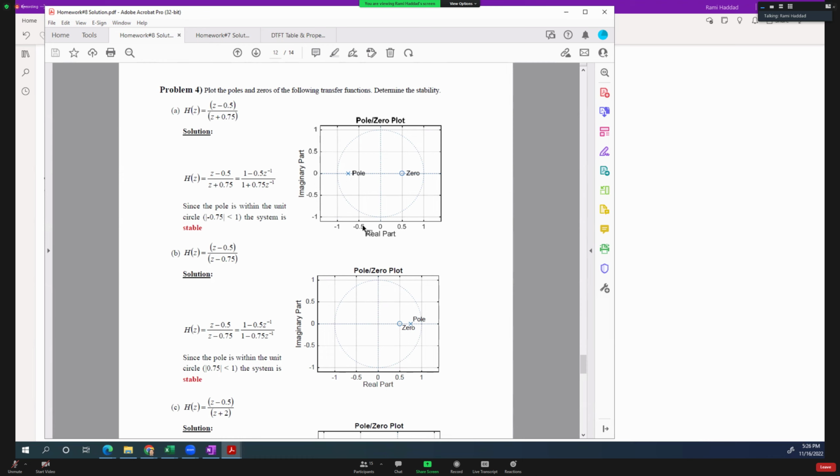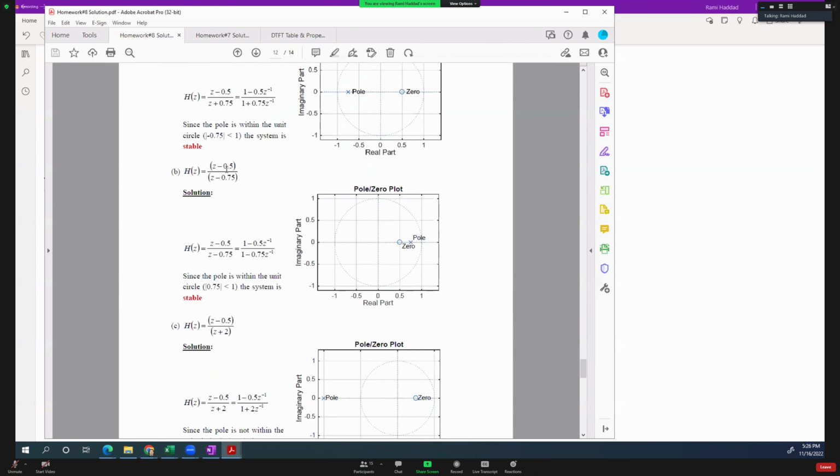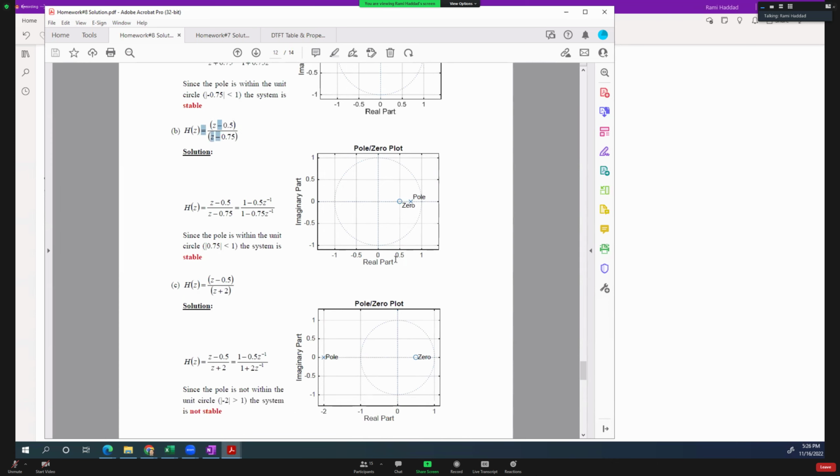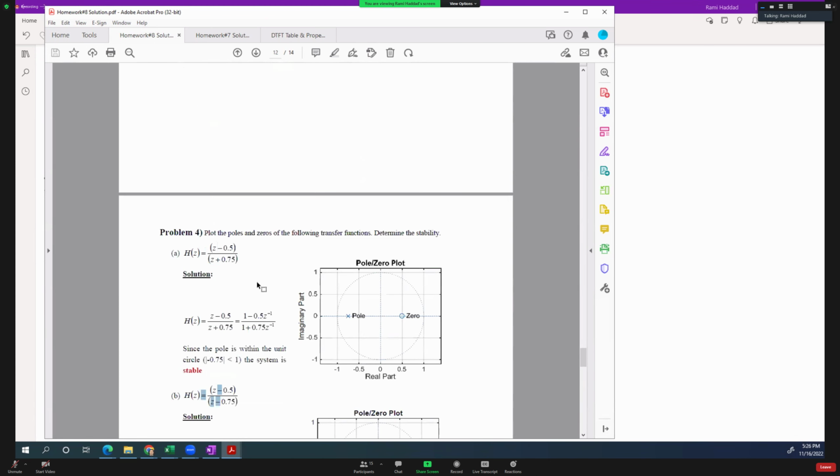And this circle here is the unit circle. This is the real, and this is the imaginary axis. Since both are real, they all exist on this axis. None exist on this axis. The same thing with the rest. You look at this one. I have a 0 at 0.5, and I have a pole at 0.75. So you can see the 0 and pole are very closely located. Does that help? Yes.